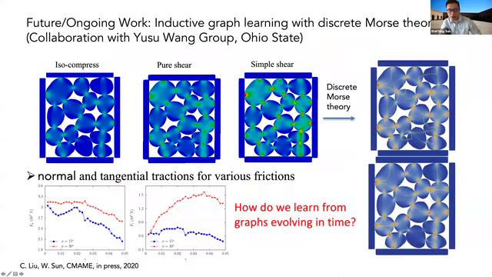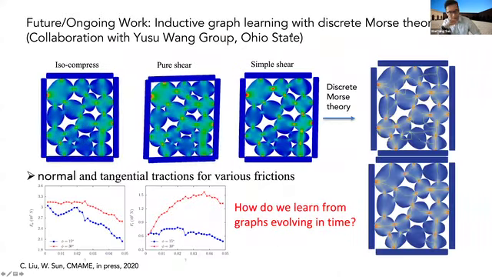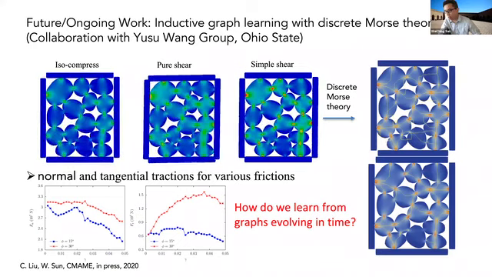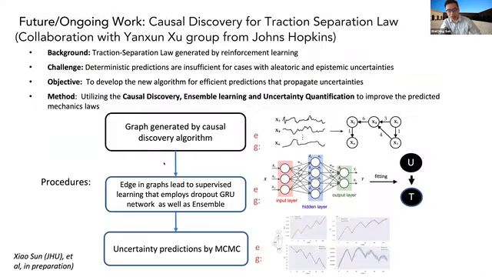So, some future work. As we mentioned at the beginning, our root is in geomechanics. So we also want to see, if the graph evolves with time, how do we best represent it so that we can generate the latent space for the changing of the graph. And another thing is causal discovery.